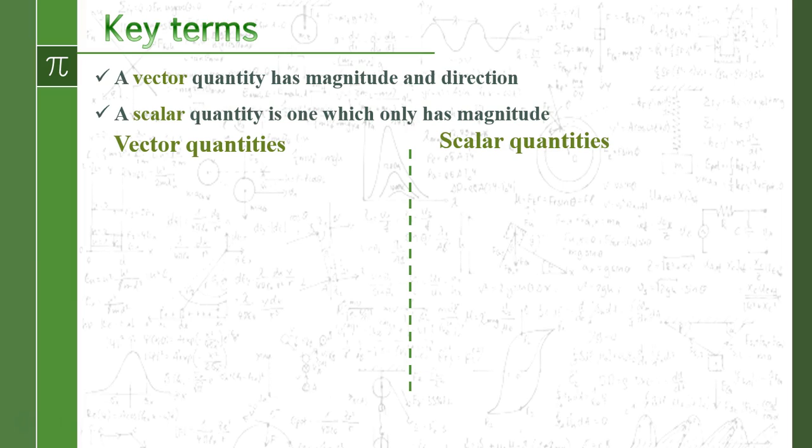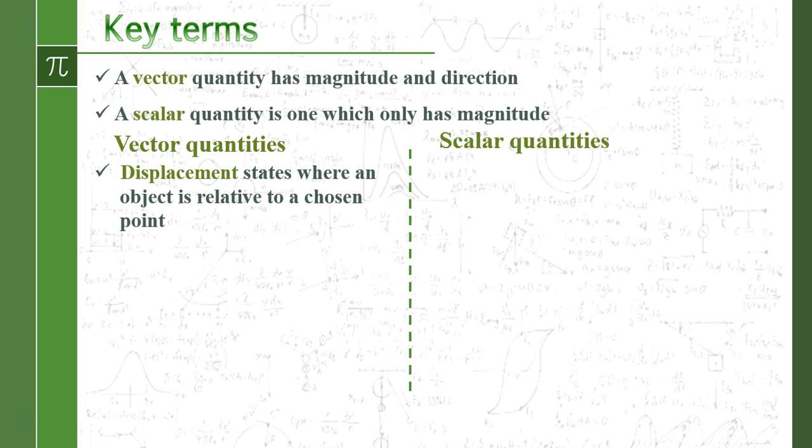So if we have a look at vector quantities and their equivalent scalar quantities, and the key terms that you're going to be dealing with, firstly, on the vector side is something called displacement, which basically tells you where an object is relative to a particular point.